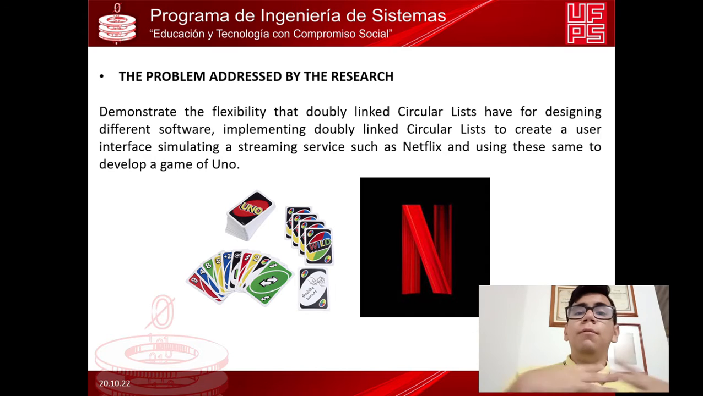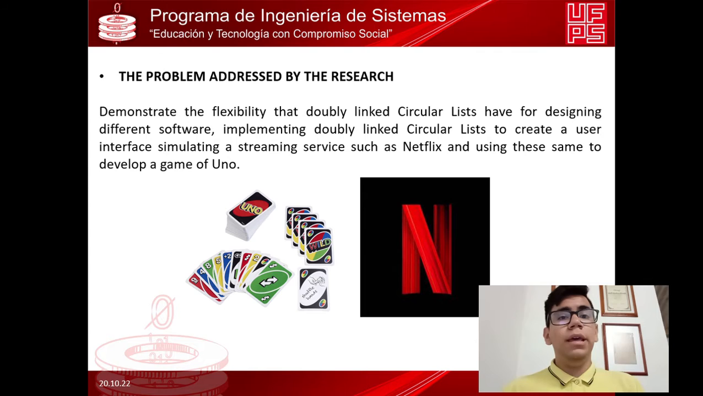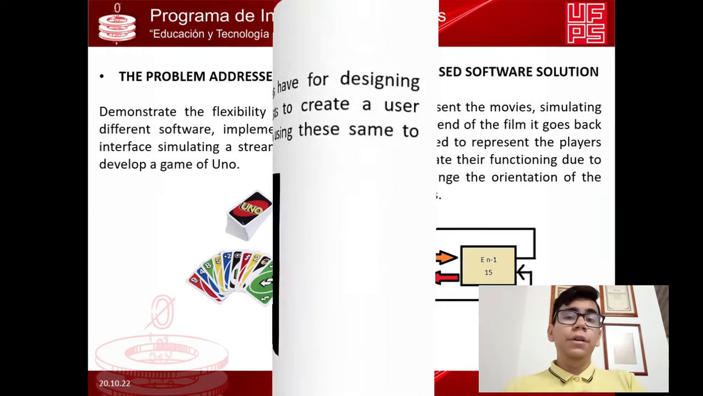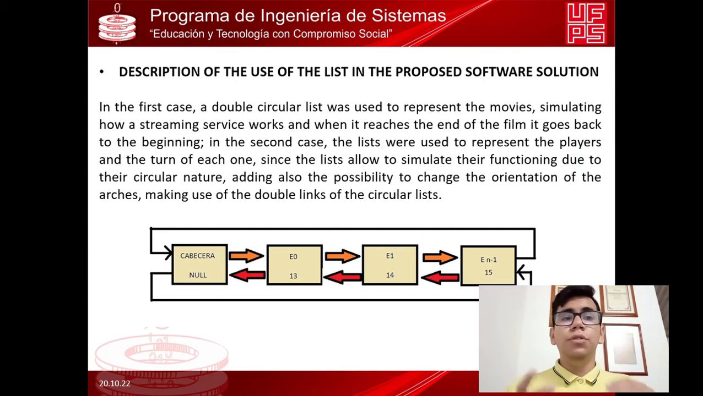The problem addressed by the research is to demonstrate the flexibility that double-linked circular lists have for designing different software: implementing double-linked circular lists to create a fake user interface simulating a streaming service such as Netflix, and using this same design to design a game of Uno. In the first case, a double circular list was used to represent the movies and simulate how a streaming service works. When it reaches the end of the movies, it goes back to the beginning.